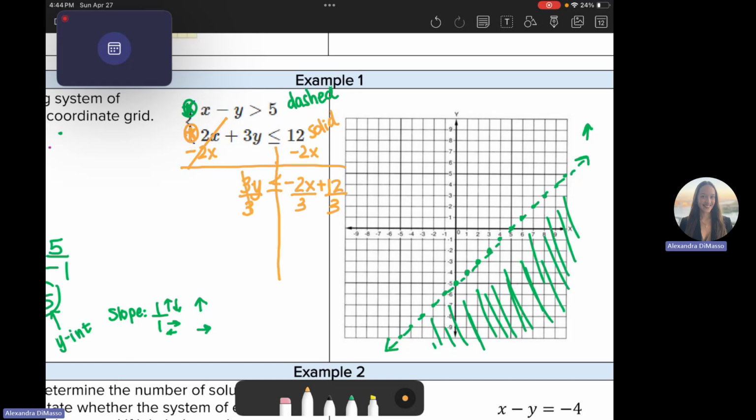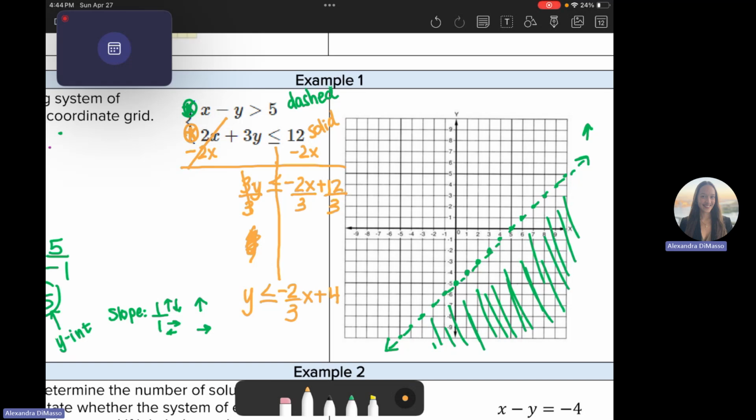So I am left with y is, actually I'm going to do it below. Y is less than or equal to, so negative 2 over 3x, I'm just going to leave. We actually like fractions in this moment because it's good for my slope. A positive 12 divided by 3 gives me a positive 4. Notice that we did not switch our inequality symbol because we weren't dividing or multiplying by a negative.